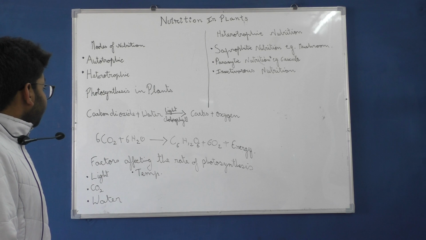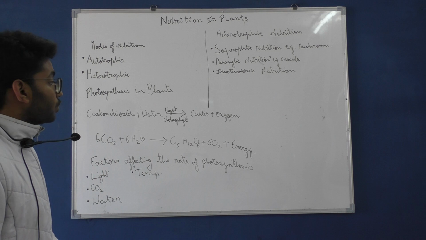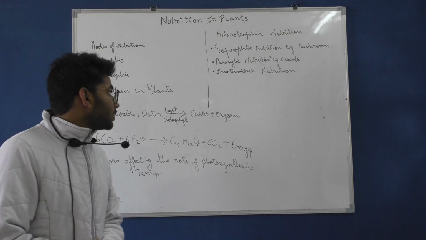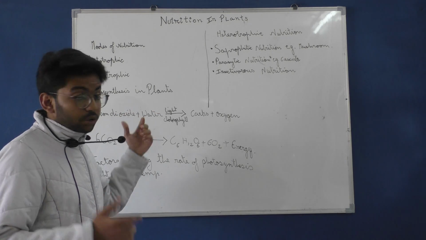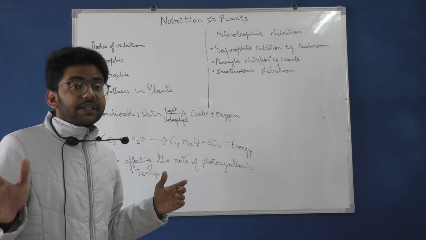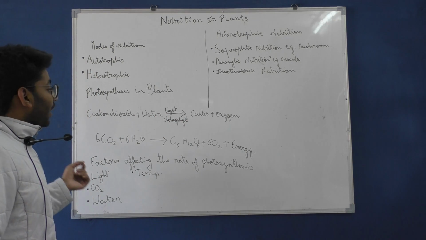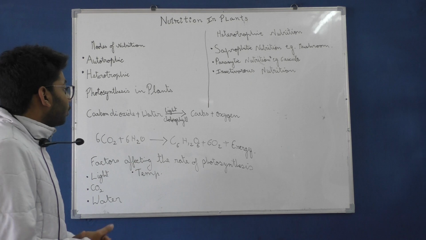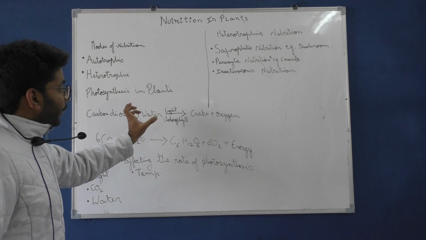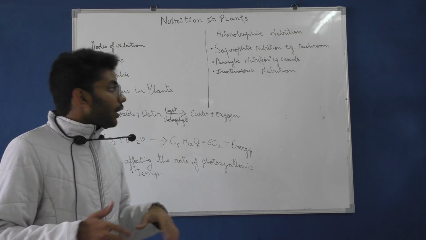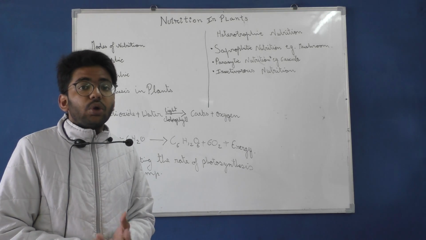Now we are going to talk about factors affecting the rate of photosynthesis. We have discussed photosynthesis: carbon dioxide and water in presence of light and chlorophyll, a green pigment present in plants, gives carbohydrates plus oxygen. Now the factors which affect the rate of photosynthesis: if I give more light to a plant, will I get more energy? Will the rate of photosynthesis go higher or lower?